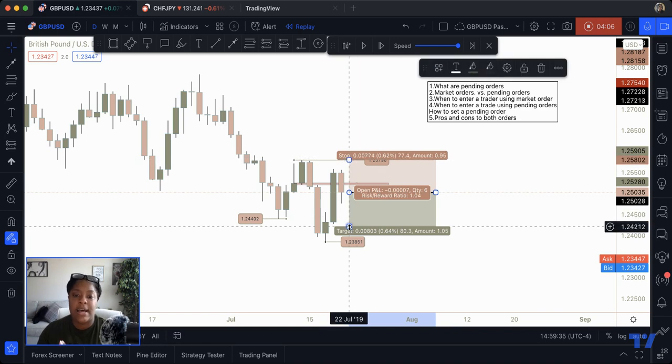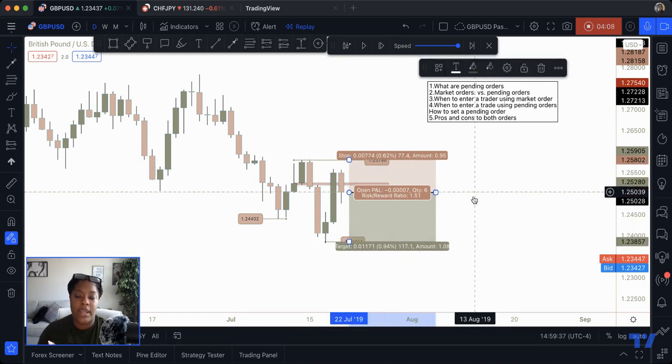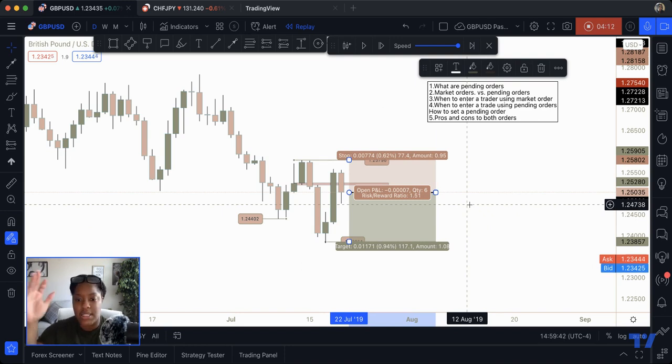I can set my stop loss. I can set my take profit. You guys can see in this example, it's a 1.51 risk to reward, risking 77 pips to gain 117 pips. And I'm just going to let the trade flow. Okay. So I'm setting the take profit. I'm setting the stop loss.